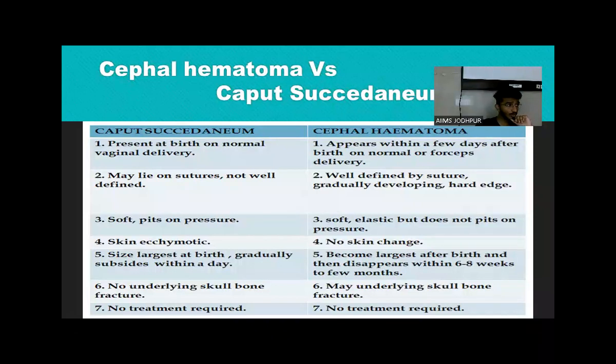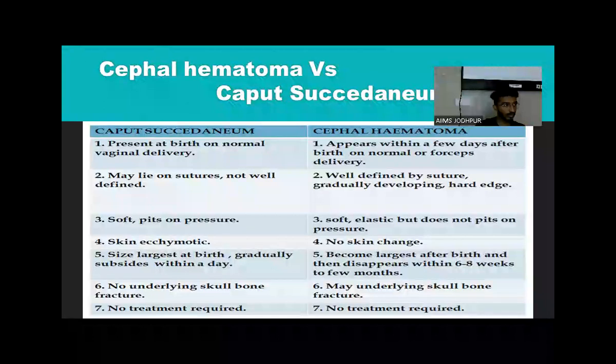At the same time, cephalohematoma appears within a few days after birth, and it's most commonly associated with forceps delivery. A caput succedaneum is more associated with vacuum delivery, and it doesn't cross the suture line. As a result, it is soft and elastic, but does not pit on pressure. Initially at birth, it may not be evident. After a few days of birth it appears, and it disappears by 6 to 8 weeks of birth. No treatment is required, but sometimes it can precipitate hyperbilirubinemia later.